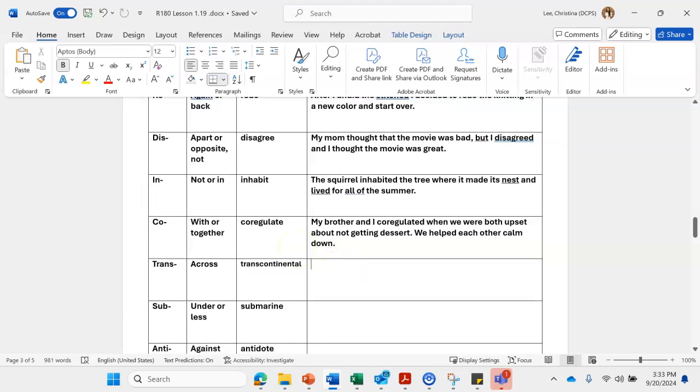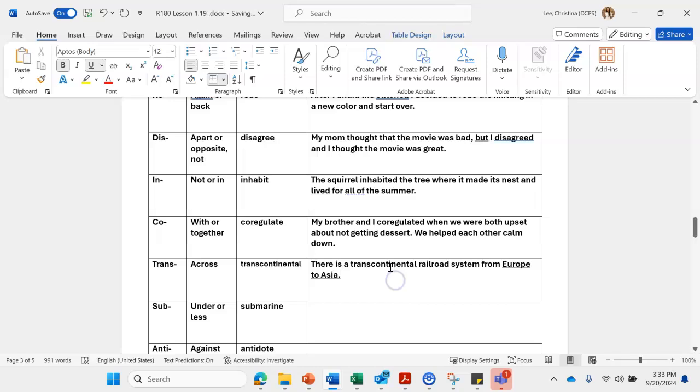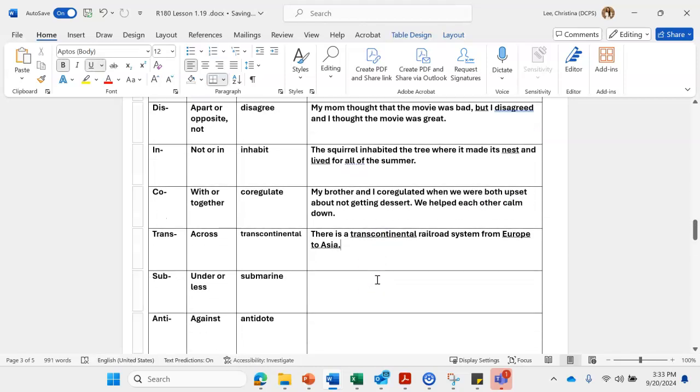Transcontinental, so that means across continents, right? So if we go from one continent to another, so we can say there is a transcontinental railroad system from Europe to Asia. Right here, this showing of going from one continent to another is the clue that transcontinental is a railroad system that goes across continents.